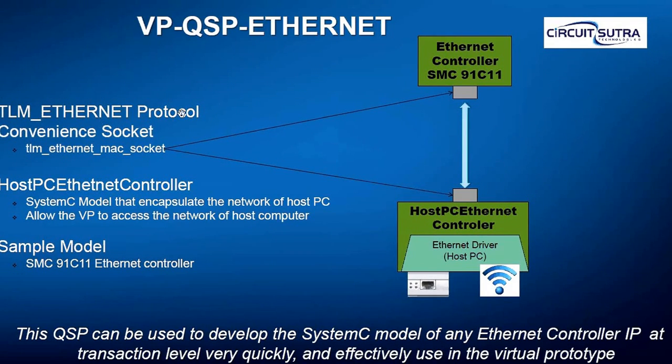VP-QSP Ethernet. It has a TLM Ethernet protocol, which defines transaction level interface for communicating between two Ethernet modules. It has a convenience socket, TLM Ethernet MAC socket, which encapsulates complex Ethernet MAC protocol inside it, so that if anyone wants to develop Ethernet controller model, no need to worry about implementing this complex protocol. They can create an instance of this socket and call the APIs.